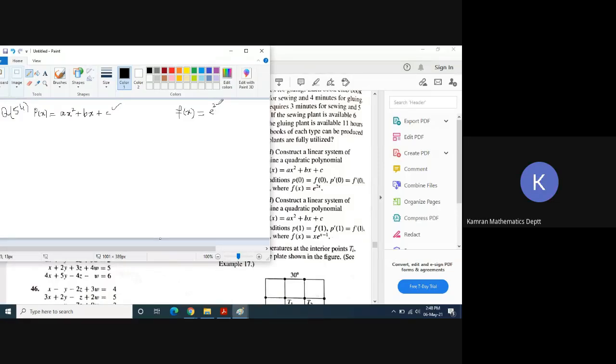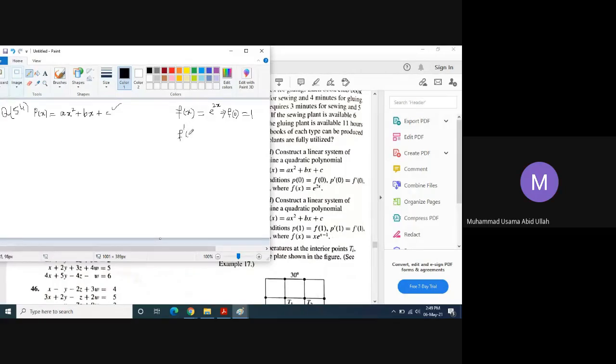So find f of 0. What will be f of 0? f of 0 will be e power 0, which is 1. Now find the derivative, f prime of 0.